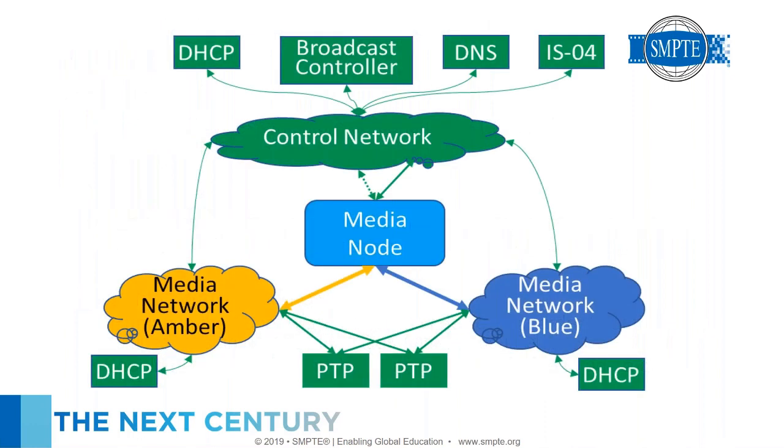So this is our standard diagram we use to talk about the environment. Now, it's very media node centric, of course, and we talk about there being a control network and one or more media networks, and then some network services like PTP, DHCP, and so forth, that a media node can expect to find.